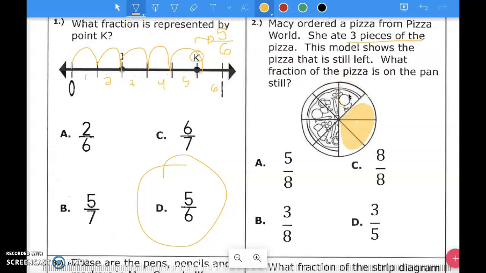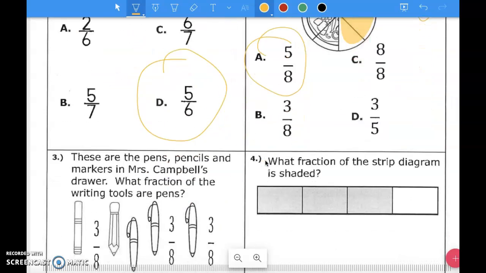So we're going to count. 1, 2, 3, 4, 5. We have 5 out of how many pieces? 1, 2, 3, 4, 5, 6, 7, 8. So what fraction of the pizza is on the pan still? 5/8.